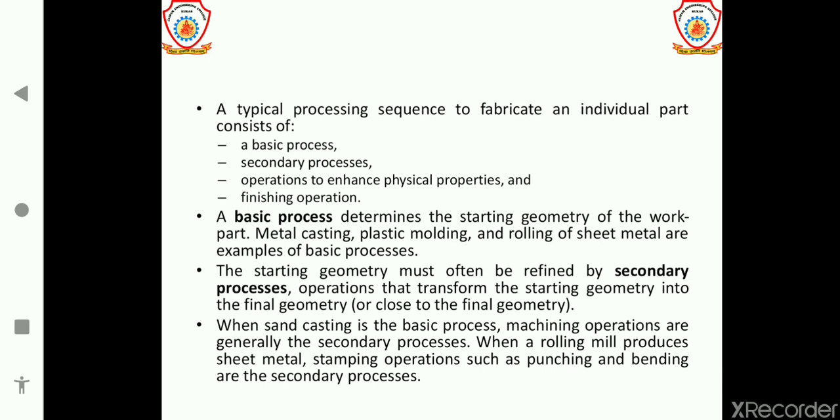So these are the four basic processes. First is the basic process, which determines the starting geometry of the work part, like metal casting, plastic molding, and rolling of sheet. If we take the example of rolling of sheet, the basic operation is rolling, and secondary operations like punching or bending may be the secondary process.